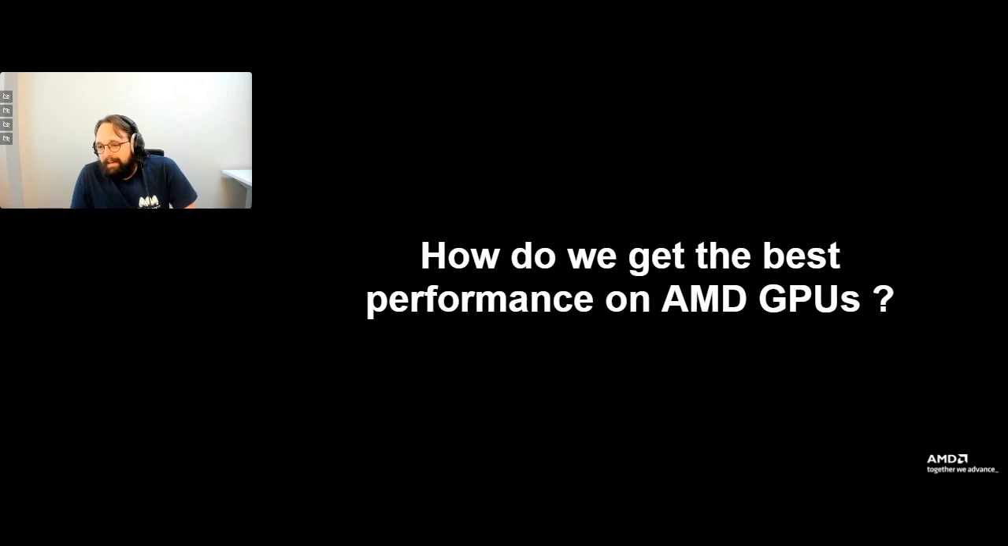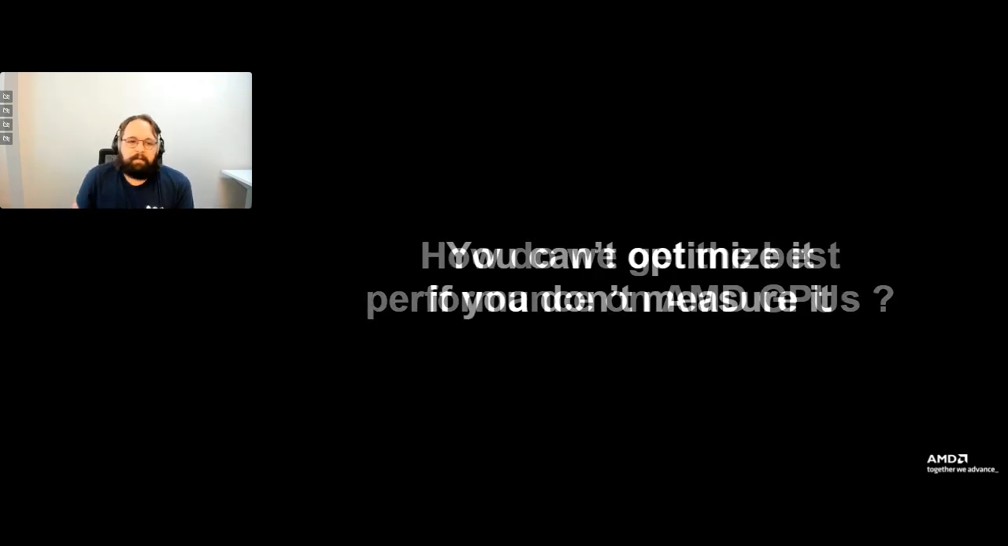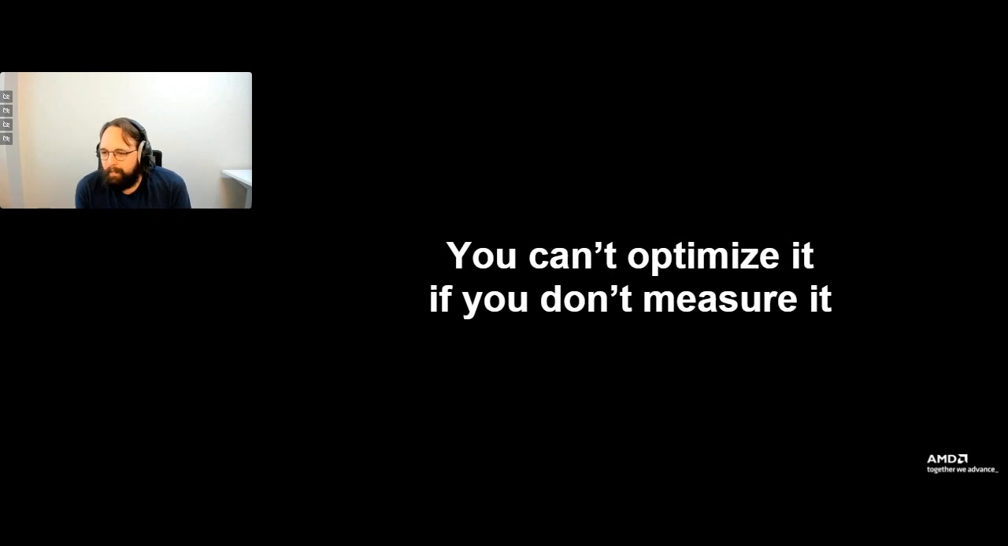A question I get a lot, and I'm sure it's a question you have already since you're joining here today, is how do we get the best performance on AMD GPUs? Certainly, you're going to have this question anytime you move to new hardware. And my answer to this always is going to be, you cannot optimize it if you do not measure it. So a lot of what we're going to be talking about today is how to do that measuring to guide what you're going to do to optimize your code.